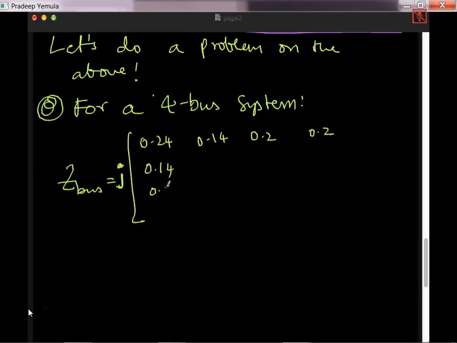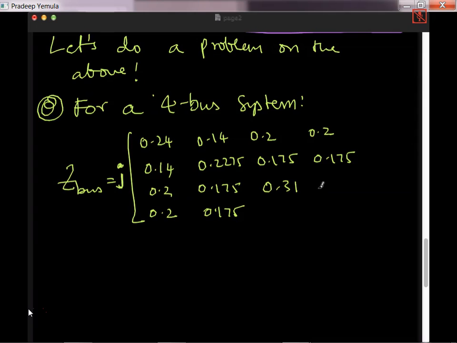Then 0.2275, 0.175, 0.175. This will be 0.175 and 0.175. This element will be 0.31, and here also 0.31, and here also 0.31, and finally 0.5. Imagine that for a certain power system, this is the Z bus. So directly Z bus is given. The long method is, I give you a small network, 4-bus system, then you find the Y bus, then you invert the Y bus, finally you get the Z bus like this.